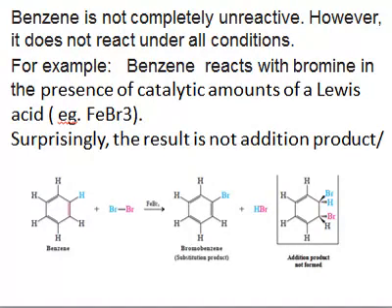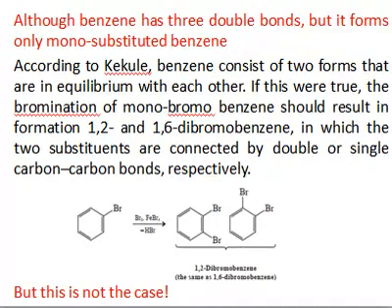So it means that benzene is not acting just like a simple cyclohexatriene, but it is behaving somewhat differently, right? Although benzene has 3 double bonds, it forms a mono-substituted product, right? According to Kekulé, benzene consists of 2 forms that are in equilibrium with each other. Just remember that when we say 2 things are in equilibrium with each other, it means that both of these forms are real, right?